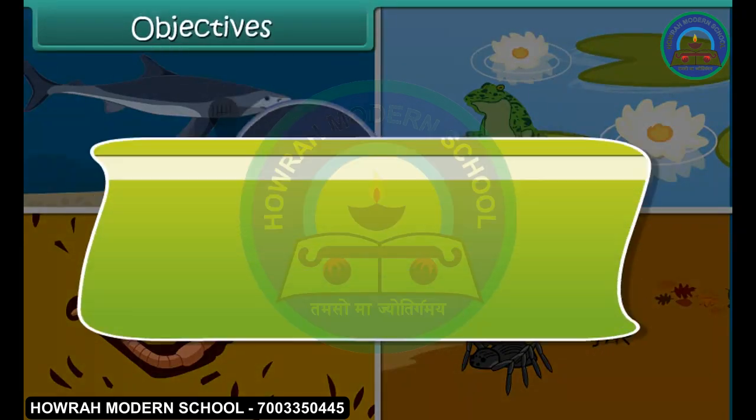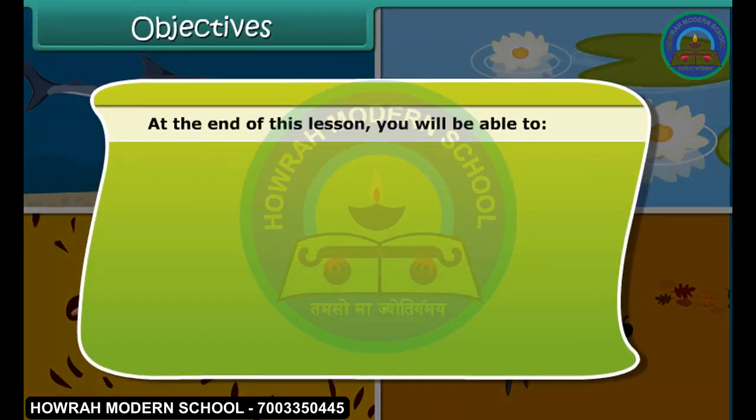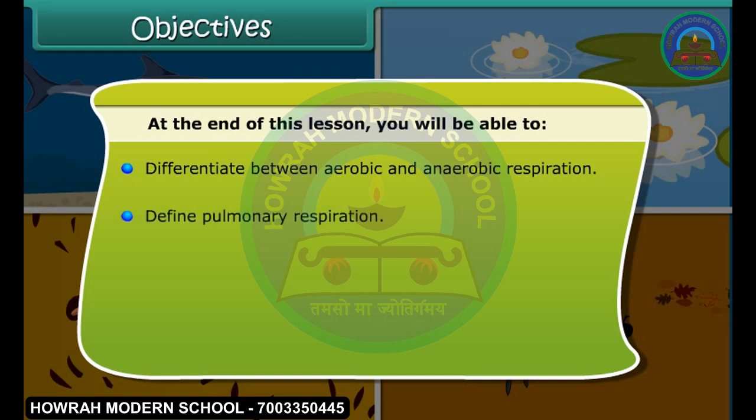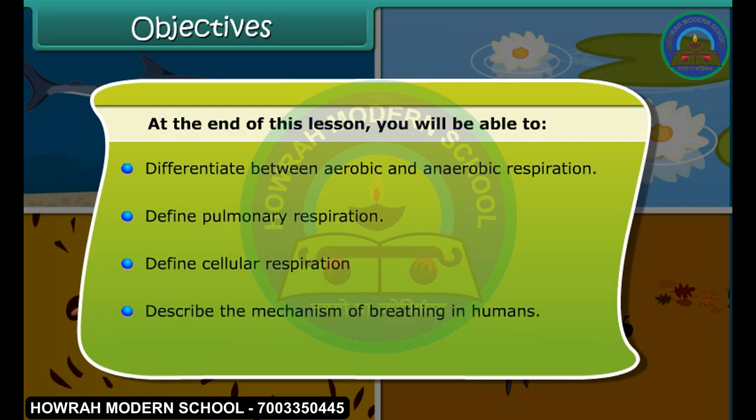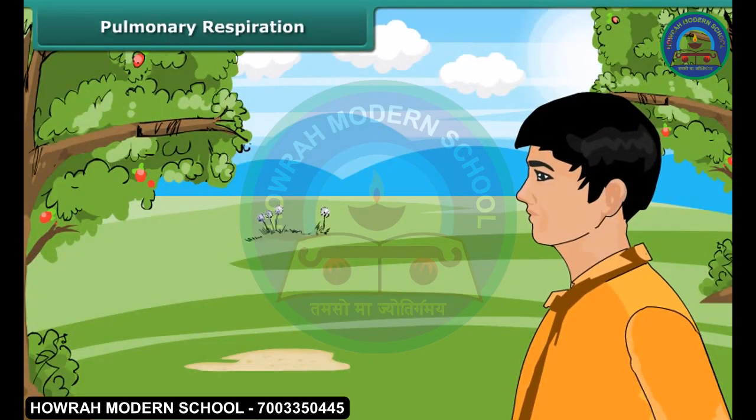Objectives. At the end of this lesson, you will be able to differentiate between aerobic and anaerobic respiration, define pulmonary respiration, define cellular respiration, and describe the mechanism of breathing in humans. Let us look at what is breathing.